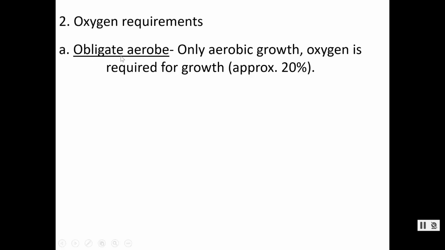If it's an obligate aerobe, if you were obligated to do something, or an obligation, then you have to have it. So an obligate aerobe only undergoes aerobic growth, has to have oxygen, and oxygen is required. Now, when I'm talking about oxygen required, I'm talking about atmospheric levels of oxygen, so what's basically in the air, in the atmosphere that we breathe, and this is actually about 20%. You should kind of know this for comparison purposes as we're talking about oxygen requirements. Okay, obligate aerobes only grow aerobically, and oxygen has to be present in order for growth to occur.